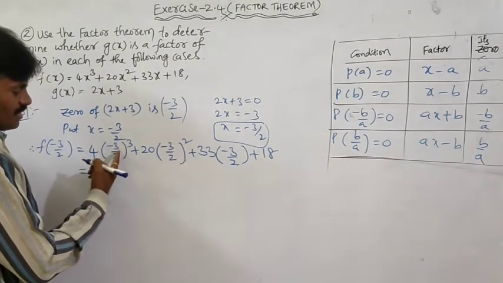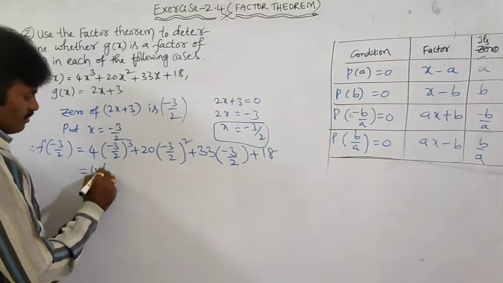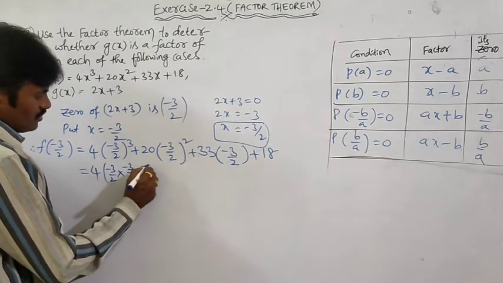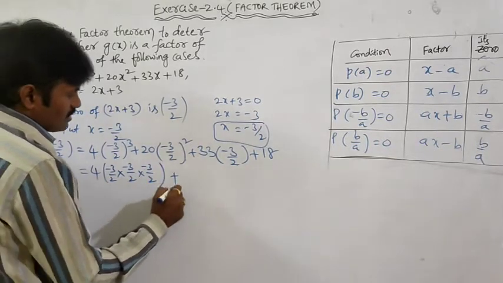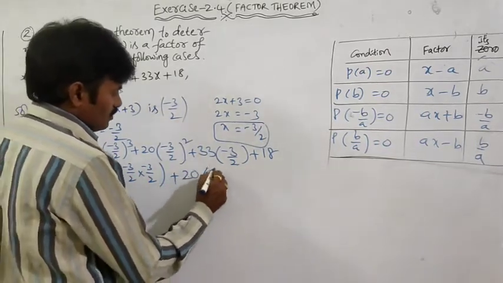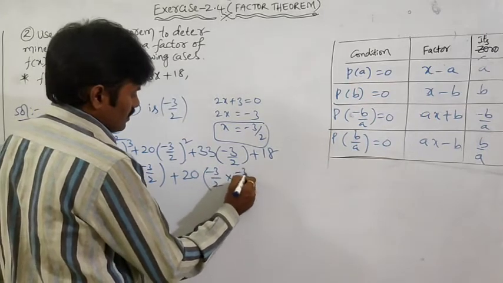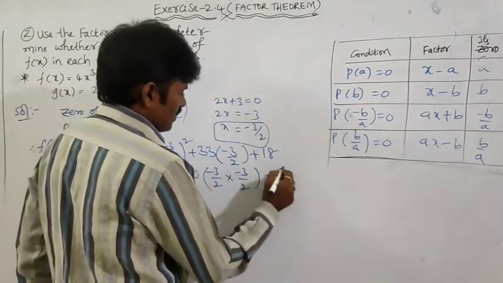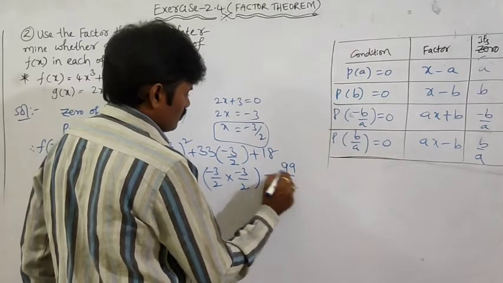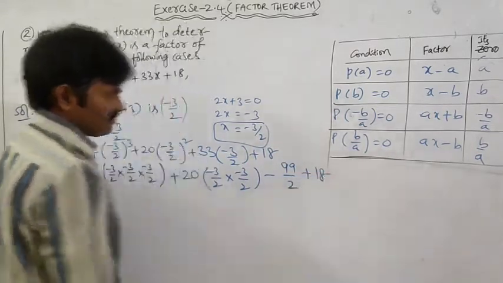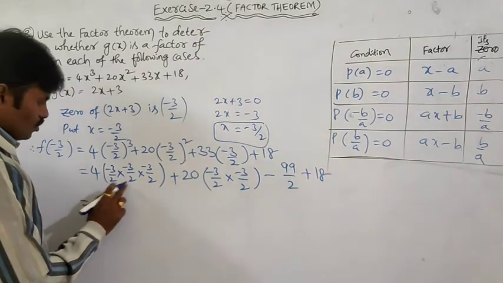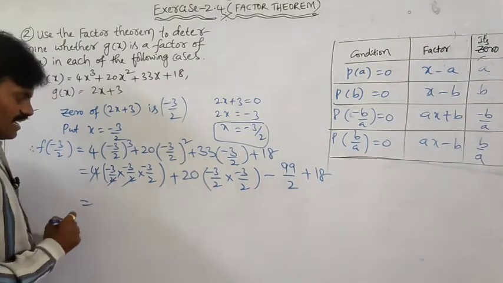Exponents: here minus 3 by 2, we have to multiply itself 3 times. Minus 3 by 2 into minus 3 by 2 into minus 3 by 2 plus 20 into minus 3 by 2 into minus 3 by 2 plus minus 33 into 3, 99 by 2 plus 18. Is it clear? Next, 2 2s are 4. So this 4 gets cancelled.